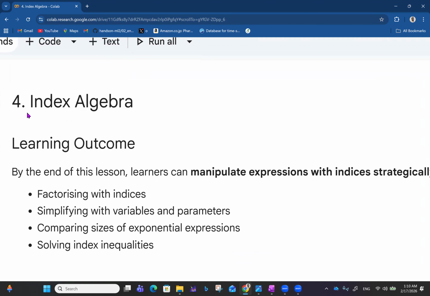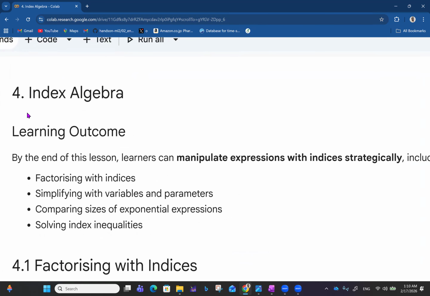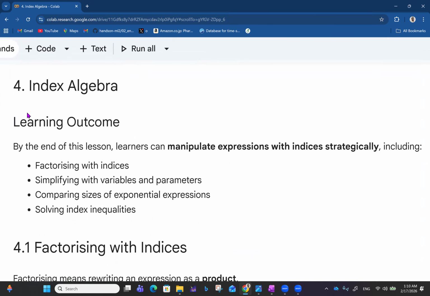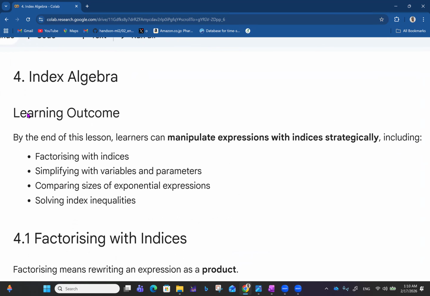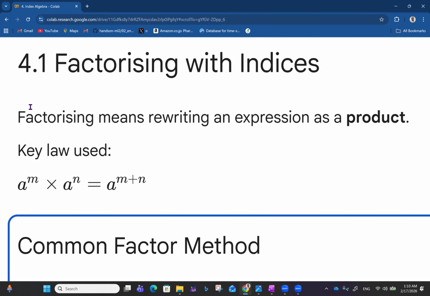By the end of this lesson, we want to be able to manipulate expressions with indices strategically, including factorizing with indices, simplifying with variables and parameters, comparing sizes of exponential expressions, which I think is extremely important, and solving index inequalities. Shall we? So first of all, we look at factorizing with indices.